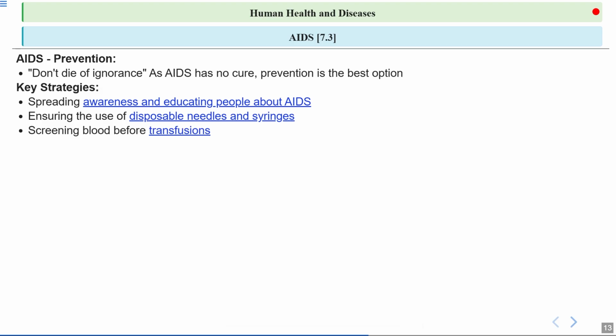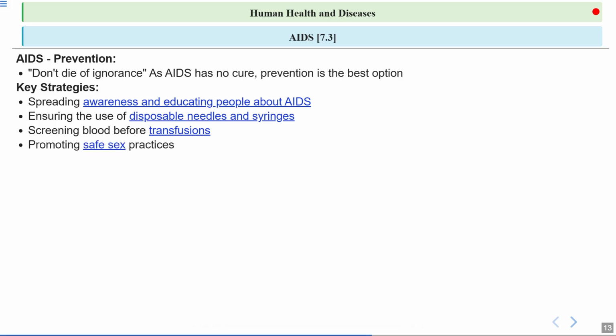Now, screening blood before transfusion is another key measure. The screening of the blood before transfusion should be done to prevent the spread of these sexually transmitted diseases, because they are spread through blood as well.